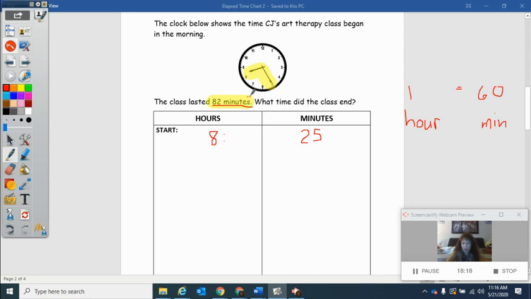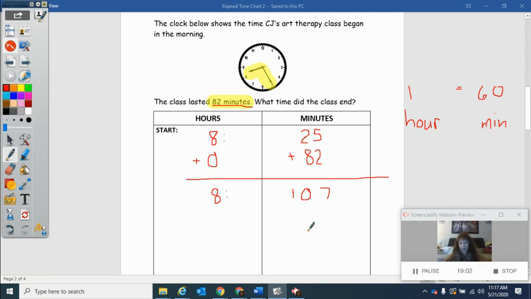And I have to find out what the end time is after 82 minutes. So I'm going to add the 82 minutes over here. If you want to put a plus 0 here, you can. I still have 8 over here. But my minutes here, I'm going to do 5 plus 2 is 7, and 2 plus 8 is 10. So I've got 8 hours, 107 minutes.